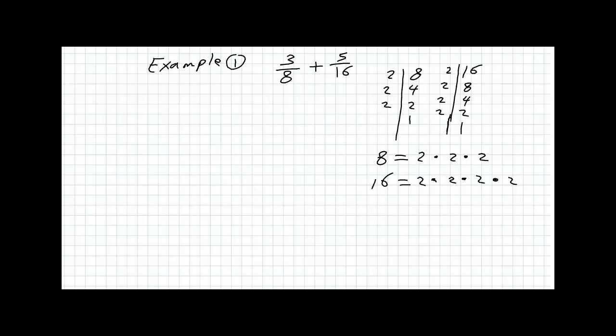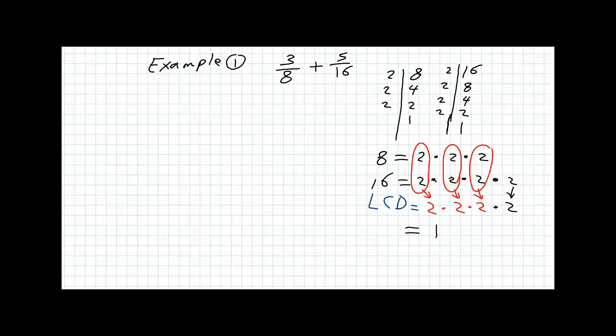Take every two common factors together in one circle. Your LCD is going to be, from every circle you take only one factor, and then the remaining ones just bring them down. So your LCD is going to be 16. So now we can go back to our question. 3 over 8 plus 5 over 16.